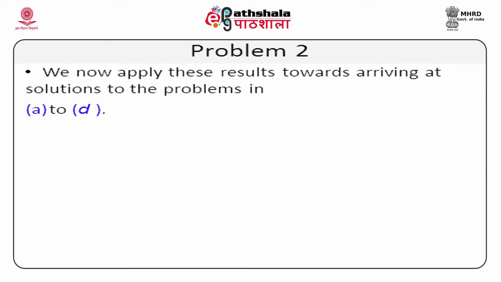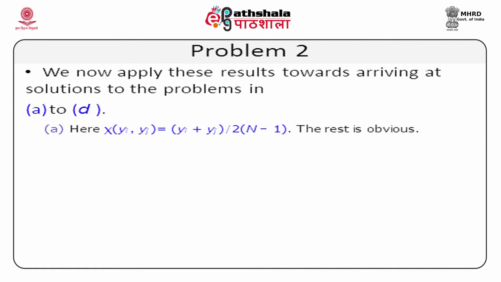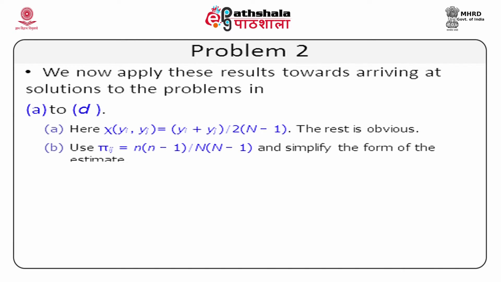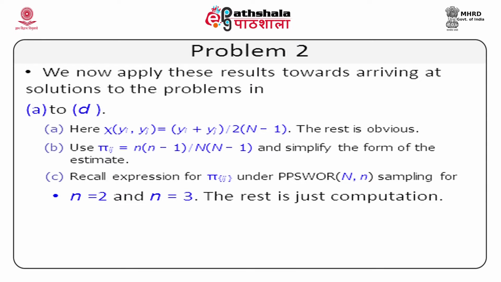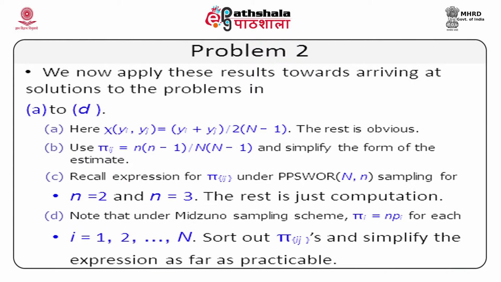Next. We now apply these results towards arriving at solutions to the problems in A through D. A. Here chi of y I y j is y I plus y j divided by twice n minus 1. The rest is obvious. For B, use pi I j equals n times n minus 1 divided by capital N times capital N minus 1 and simplify the form of the estimate. Recall expression for pi I j under PPSWOR sampling for n equals 2 and 3, and the rest is just computation in part C. In part D, note that under the Mizuno sampling scheme, pi I is n times pi for each I, 1 through capital N.